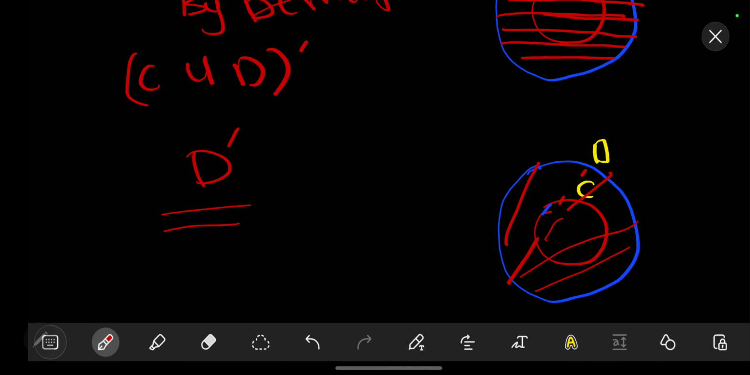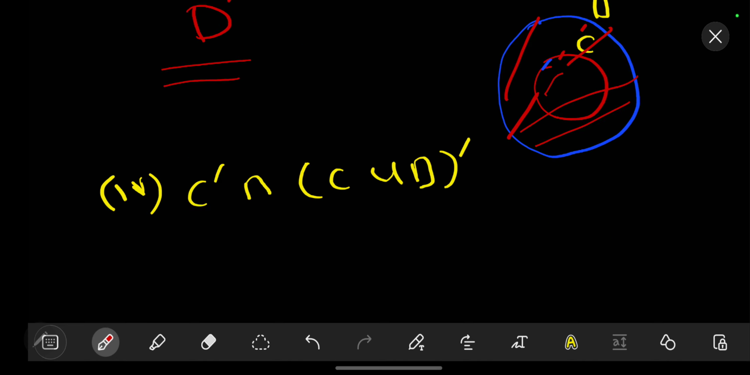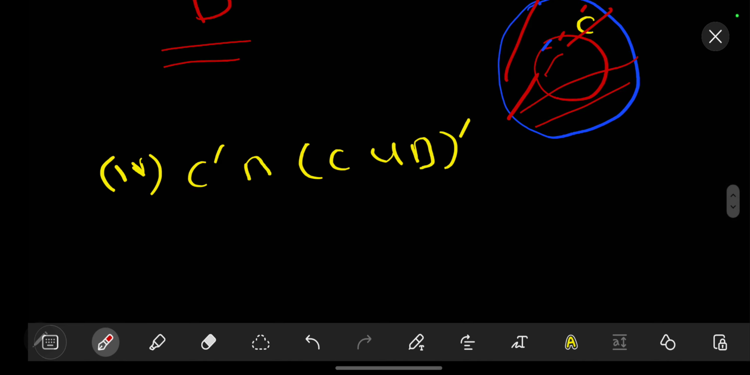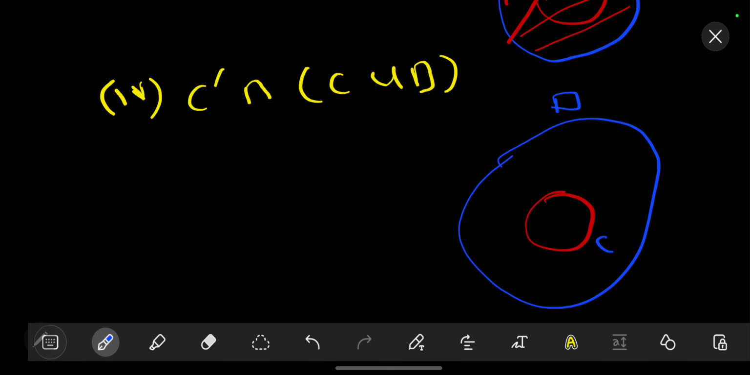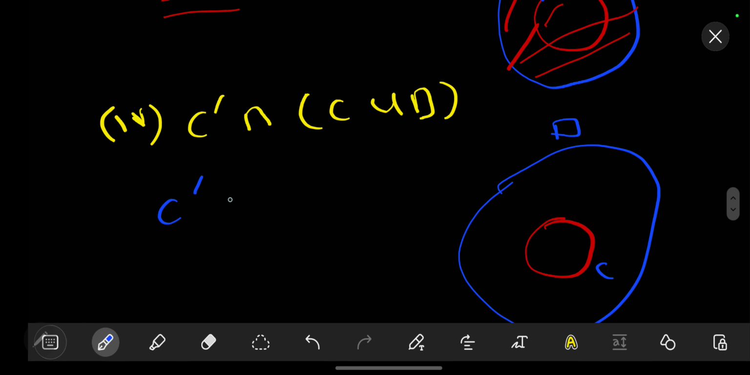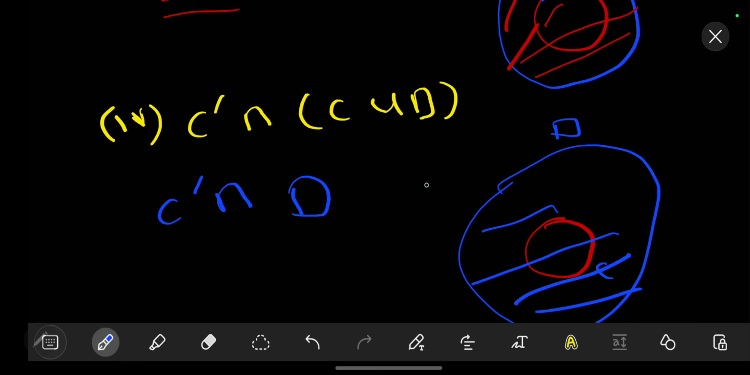Let's look at our last example. If this is what we have, with no complement there, we are going to use the same approach. Firstly we have our C complement, then intersection. What is our C union D? C combining with D is just D, so we can just put our D like that.